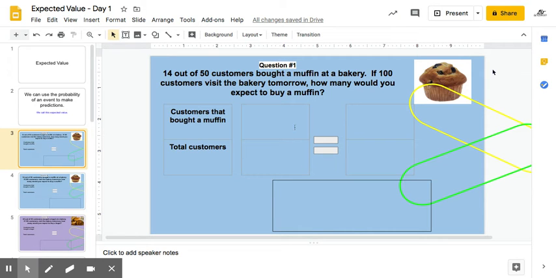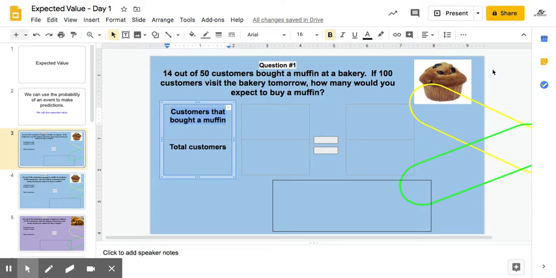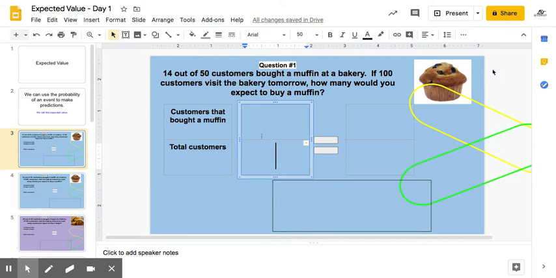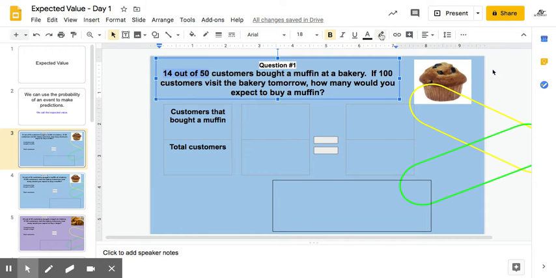So the numerator of both of these fractions is going to be the number of customers that actually bought a muffin. And the denominator is going to be the total amount of customers that were at the bakery. So the given probability in this problem is 14 out of 50. That's the most important piece. It says 14 out of 50 customers bought a muffin. So there were 50 customers in total, and 14 of those customers bought a muffin.